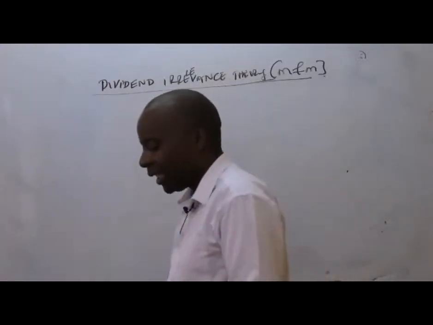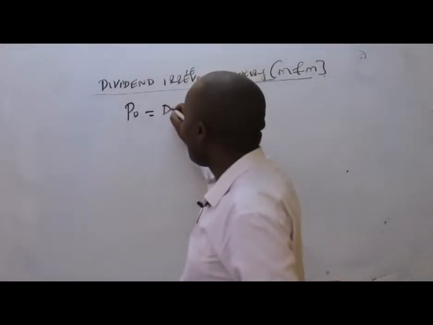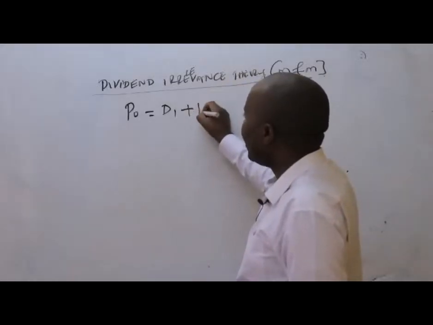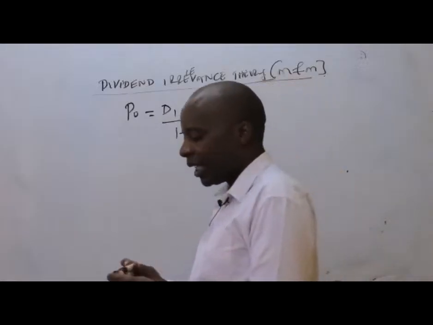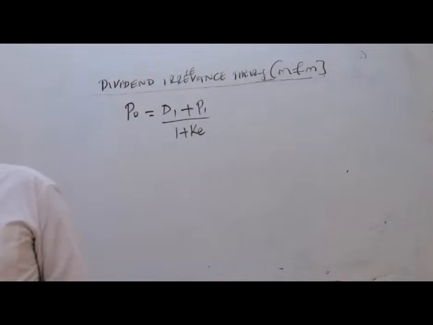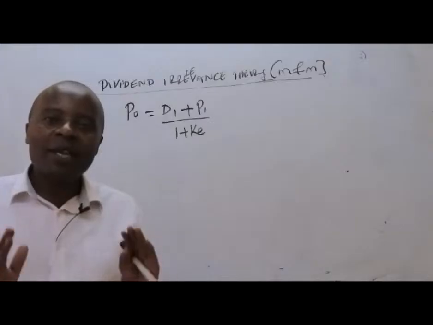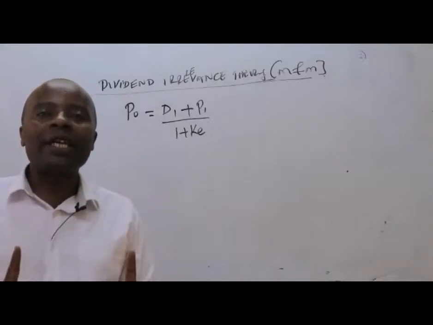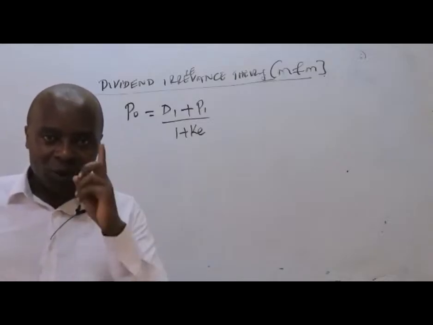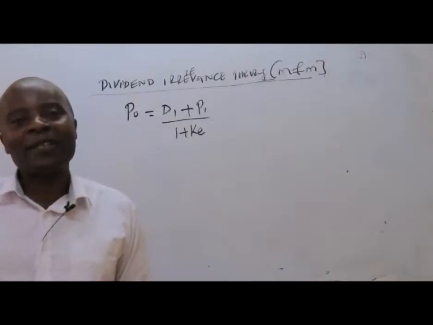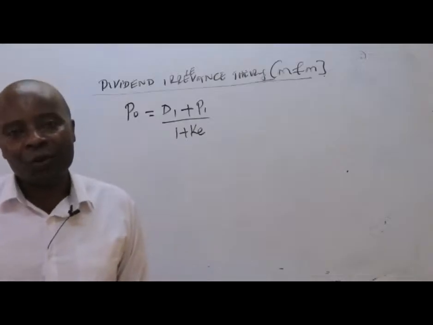Using the dividend irrelevance, we normally say P0 equals the end of year dividend plus the end of year price, discounted. This is not our usual valuation formula. This one is an important formula that we only use under dividend irrelevance. If you want to know your worth in terms of share price today, just look at the dividend you'll be getting at the end of the year, D1, plus the market price of that share at the end of year 1, and then you discount by dividing with 1 plus K.